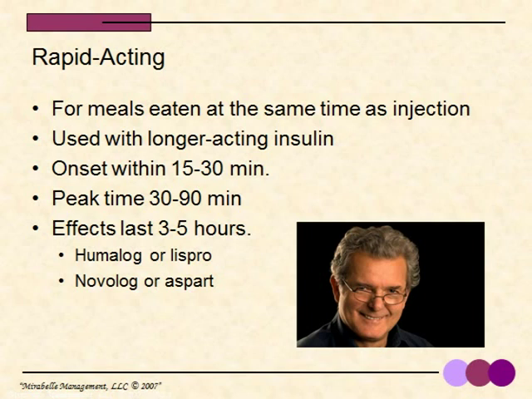This insulin covers insulin needs for meals eaten at the same time as the injection. Many times it is used with a longer-acting insulin. Onset is usually within 15 to 30 minutes. Peak time, which is the time that it is most effective, is 30 to 90 minutes after injection, and the effects last around 3 to 5 hours. Some common brands are Humalog or Lispro and Novolog or Aspart.